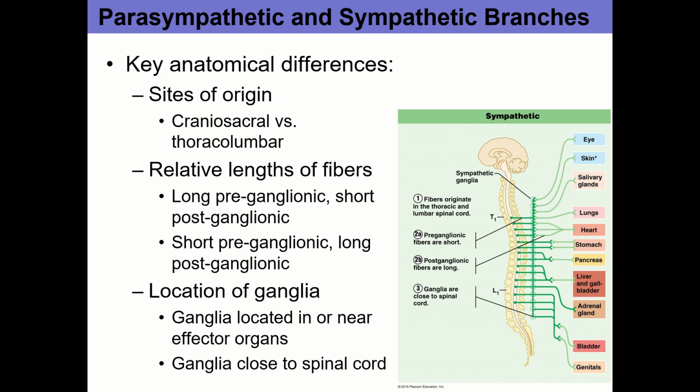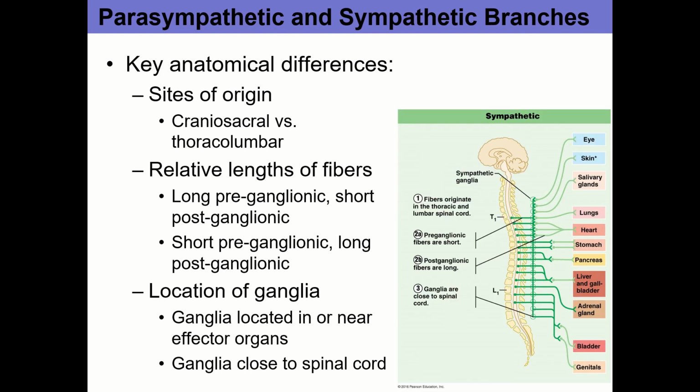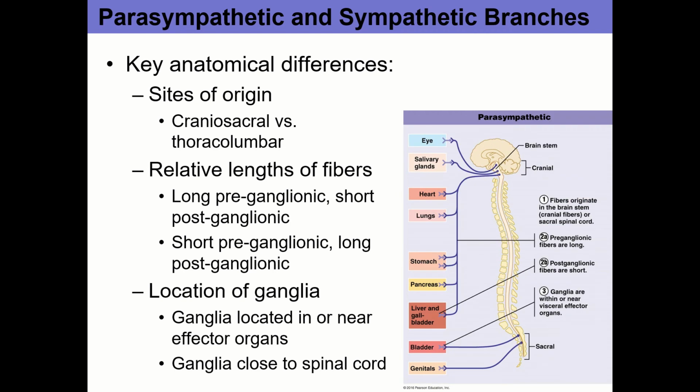So the parasympathetic branch, then, is craniosacral. The bodies of the pre-ganglionic neurons are in the brainstem and sacral section. The sympathetic branch is thoracolumbar. Its cell bodies are in the thoracic section and to some extent in the lumbar section of the spinal cord. All right, so another difference is the length of the fibers.